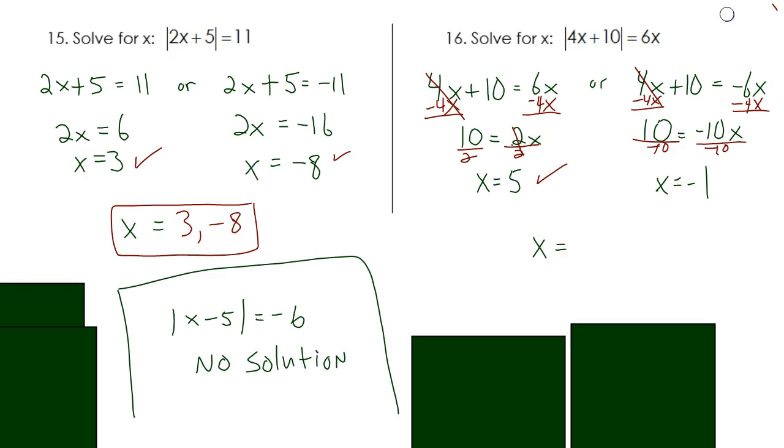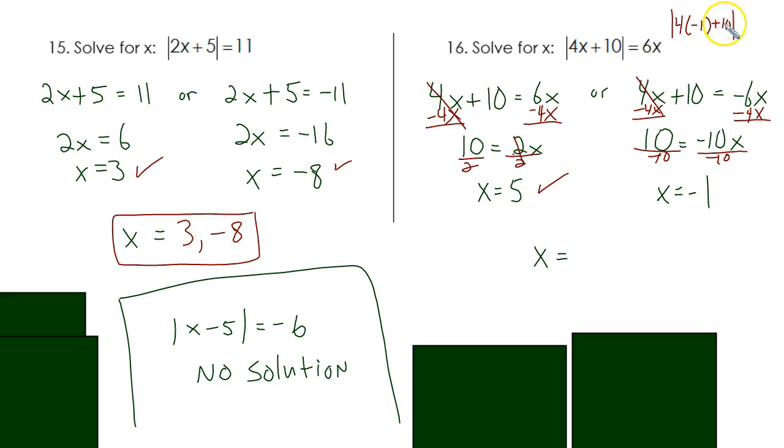I then go back and look at it again, and I'll try the other possible solution by plugging in negative 1. Now remember, this is in absolute values. So that's 4 times negative 1 plus 10 in the absolute value equals 6 times negative 1. Well, I can go ahead and put all this together. 4 times negative 1 is negative 4. Negative 4 plus 10 is 6. But on the right side, 6 times negative 1 is negative 6.